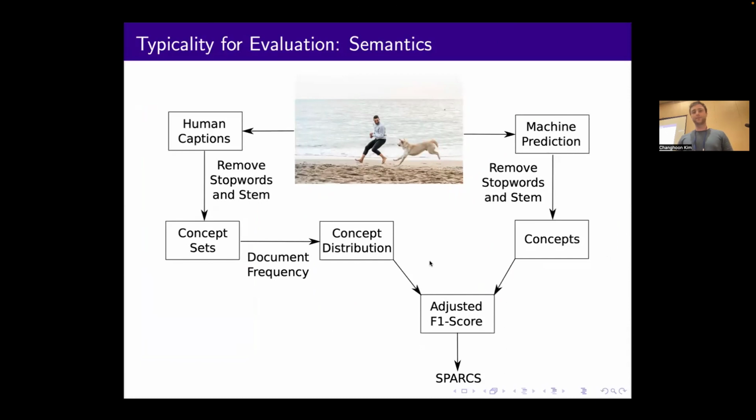So the semantic score first removes stop words and stems words in order to create a concept distribution based on document frequency, where captions are the documents, and compares it against the machine generated text in order to create an adjusted F1 score. And we refer to this as SPARCS. So this is how we embody the semantic process.